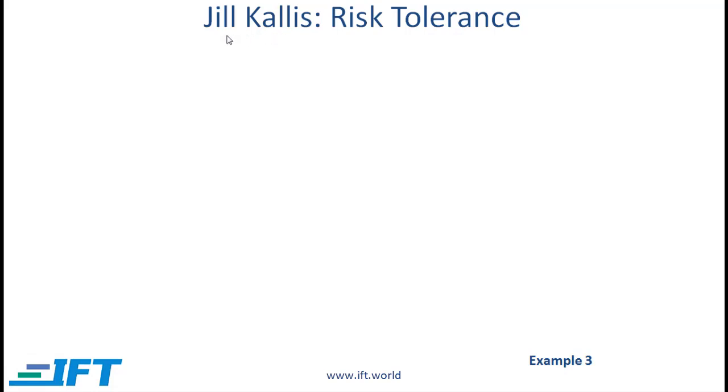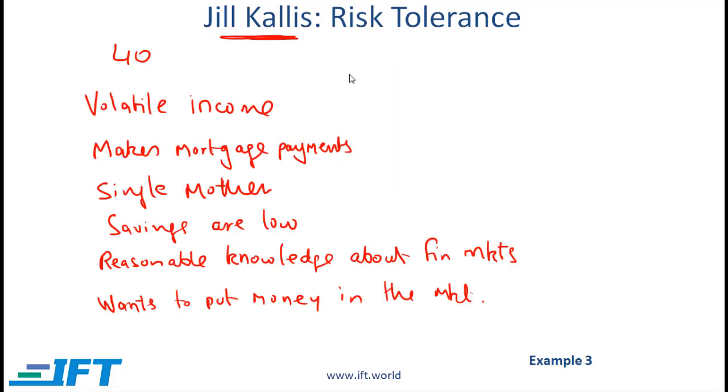Next, we move to the case of Jill Callis, Jack's sister, who is older. Jack was about 30 years old, Jill is 40. Let's interview Jill and then determine her risk tolerance. You interview Jill, and here's what you find out. Her income just about covers her expenses, but she is a consultant and her income is fairly volatile. She makes monthly mortgage payments, so her house has not been paid off yet.